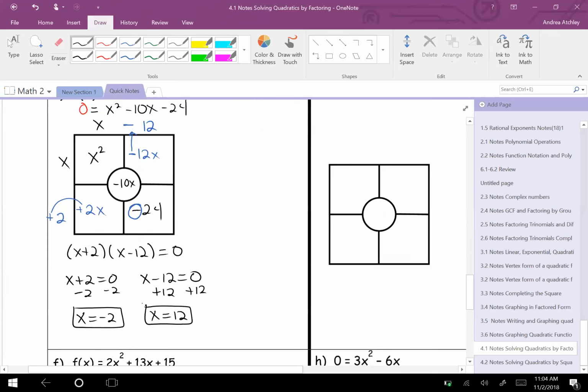Okay. It asked me to find the roots. So we're going to say the roots are negative 2 and 12.